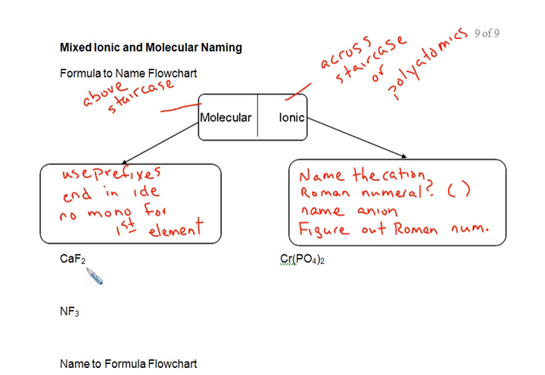We have CaF2. We have to decide if it's molecular or ionic. Calcium is a metal, fluoride is a nonmetal, so this is ionic. So I'm going to follow this system here. So I name the cation, calcium. It is an alkaline earth metal. I know the charge. I do not need parentheses. So I go straight into fluoride.